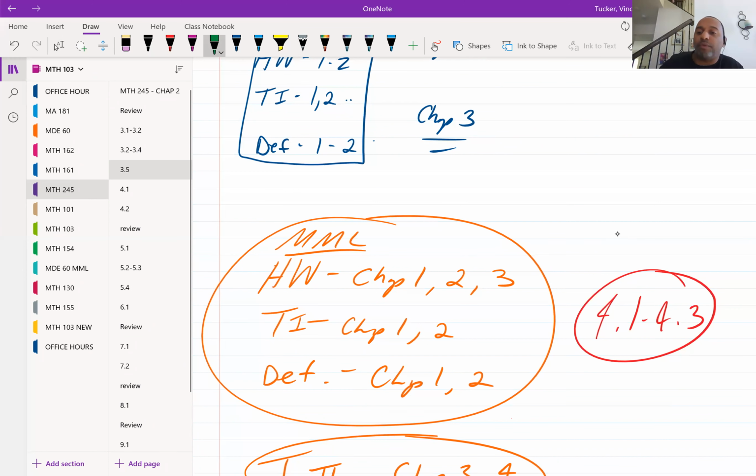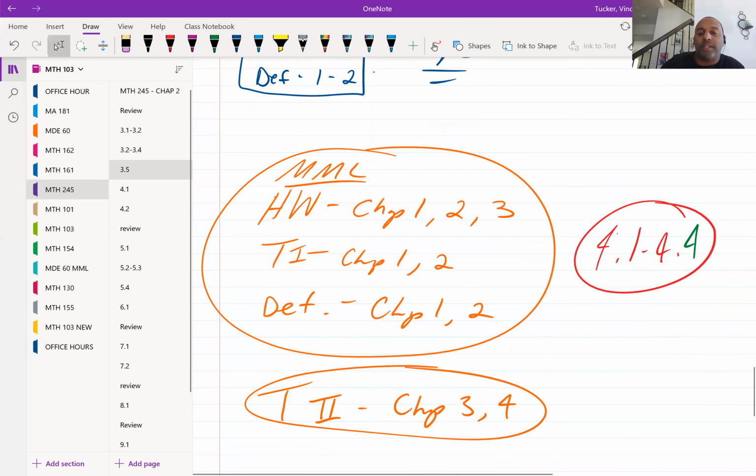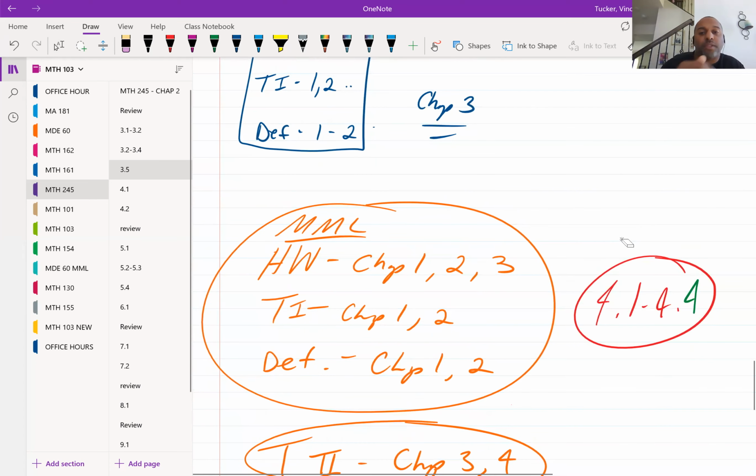Chapter 4 is 4.1 through 4.4. My other class is at 4.3. And then test 2 is chapters 3 and 4. So you don't have to worry about test 2 as of right now, but these are things that you guys are responsible for up to this point. All right, questions, concerns, comments, anybody? Everybody straight, everybody clear? All right, so be careful. Don't let this thing get away from you.